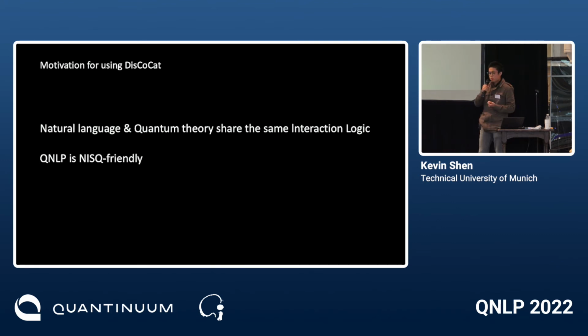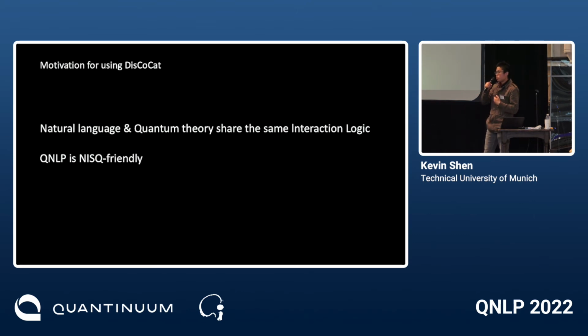So that means the DiscoCat diagrams we draw, and later the variational quantum circuits they turn into, actually have shapes that can be justified from a linguistic perspective. So how many layers of gates you have and where the parameters are actually make sense. That would mean the model is more interpretable and could also potentially lead to a higher accuracy in the longer run. And the second good thing about DiscoCat is that it's NISQ friendly.